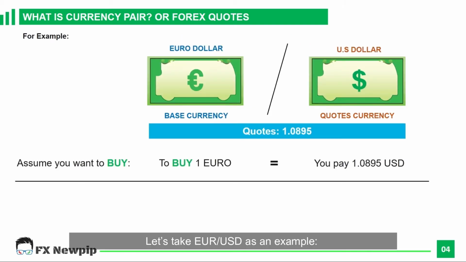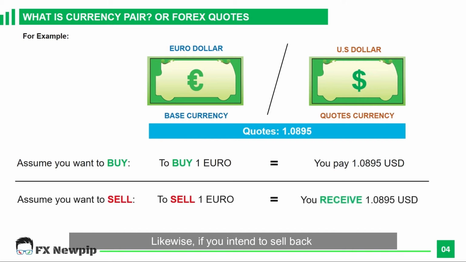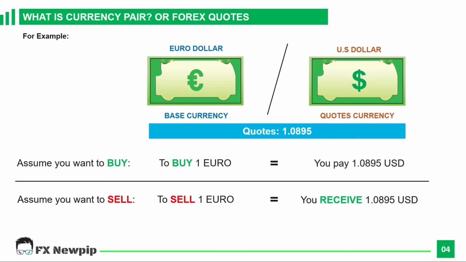Let's take EUR/USD as an example. Assume that you want to buy 1 euro, which is the base currency. In order for you to buy that 1 euro, you need to pay 1.0895 US dollars. Likewise, if you intend to sell back your 1 euro, you will receive 1.0895 US dollars.